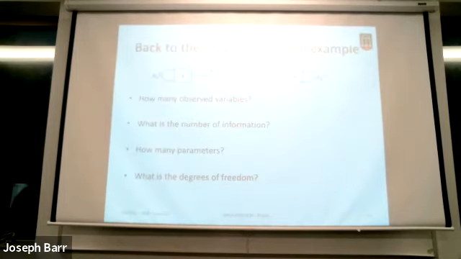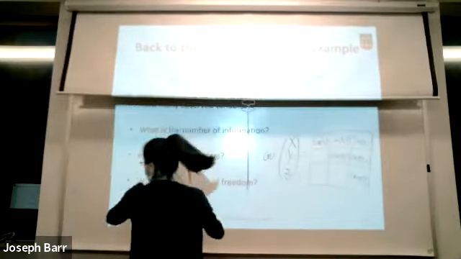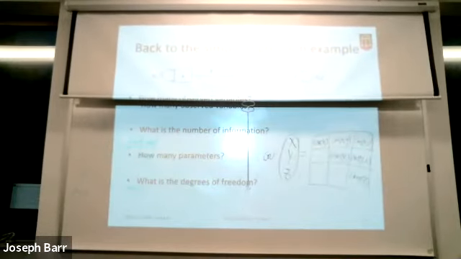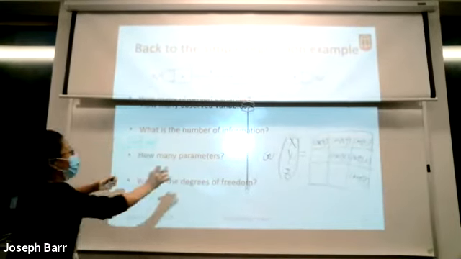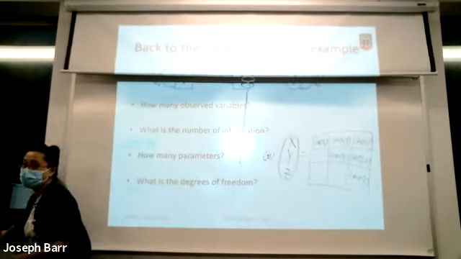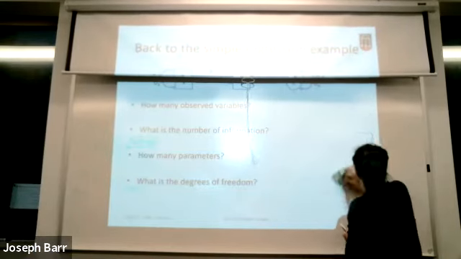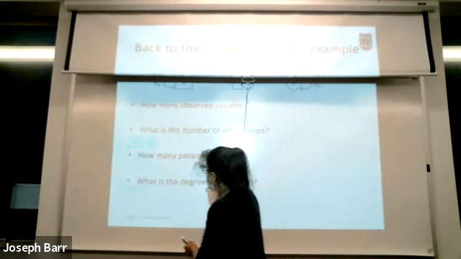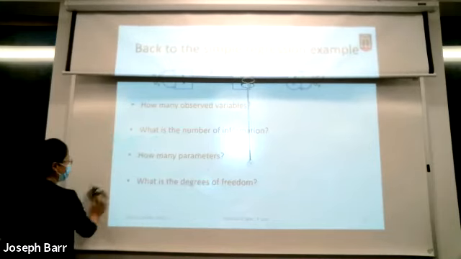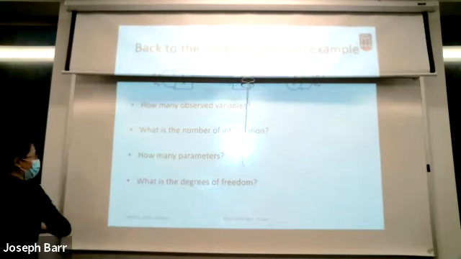So again, let me just write it down here. If the number of information and the number of parameters are the same, the degrees of freedom will always be 0, because nothing is left. So it's called a saturated model. You have already used all the information.